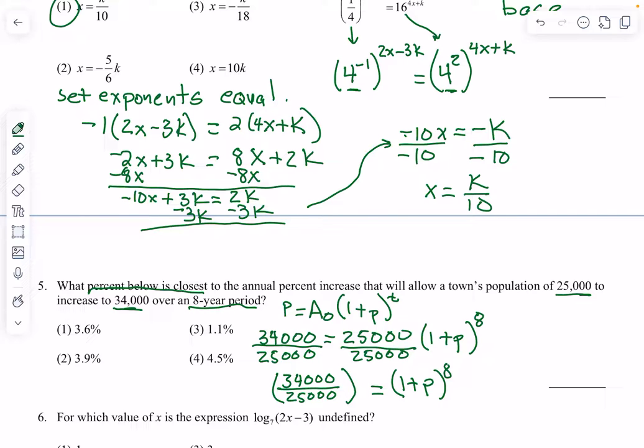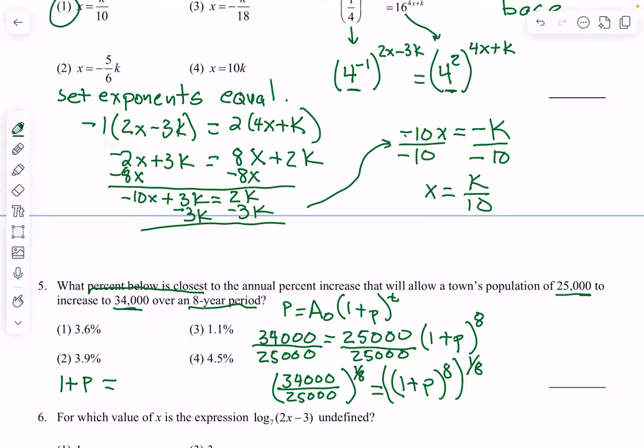Now, to get rid of this 8, I have to raise it to the 1/8 power. And I have to raise this side to the 1/8 power. Okay? So then I'll have 1 plus P is equal to whatever this is.